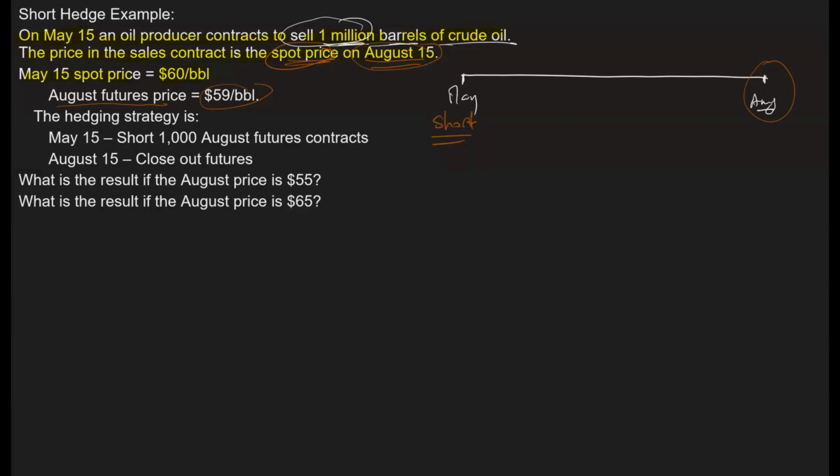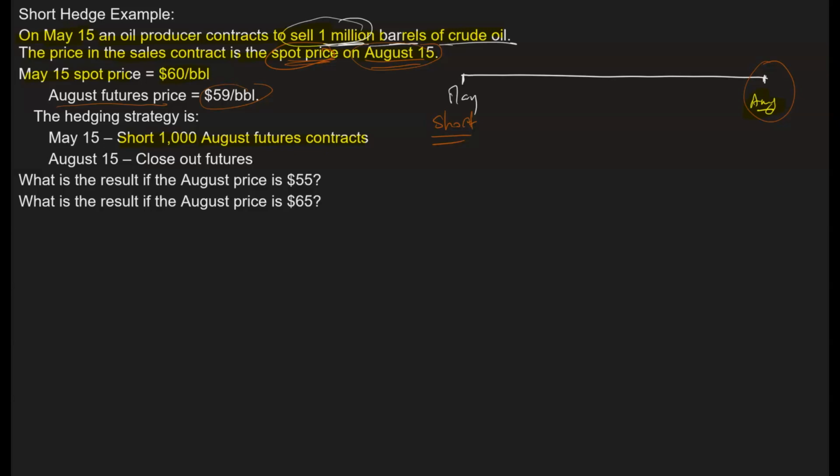The hedging strategy for us is, of course, because it is a strategy to sell in the actual market, we're going to take a short futures. We're going to sell it in August, so we're going to take a 1,000 August futures contract. The reason we're taking 1,000 August futures contracts is because each contract is of a size that's going to make 1 million barrels be sold with the 1,000 futures contracts.